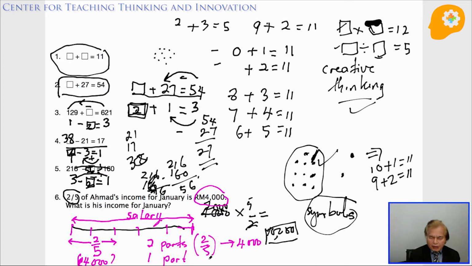So 1 part, which is 1 over 5, equals, even if you don't have to write 1 over 5, you just say 1 part, say 4,000. Then you might say, oh, divided by 2. So she gets 2,000 ringgit. Okay, where do you put the 2,000? Ask her again. Oh, yeah, it's 2,000 here.